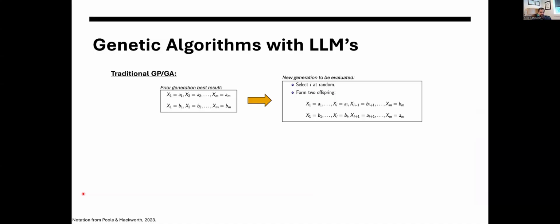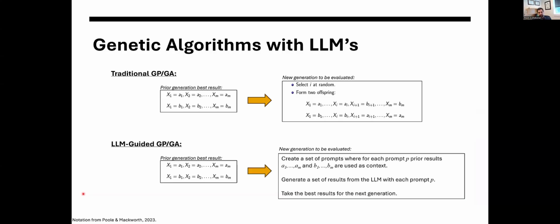Here's again from the earlier slide. This is with traditional genetic programming. You pick this index at random or some other method, and you're combining two samples from the prior generation. With LLM-guided genetic programming, you can do a lot more interesting things because you can have prompts designed to combine these things. So you create a set of prompts. For each prompt P, you can use the prior results that have high fitness as context. You can generate a set of results from each prompt P and take the best results for that generation.